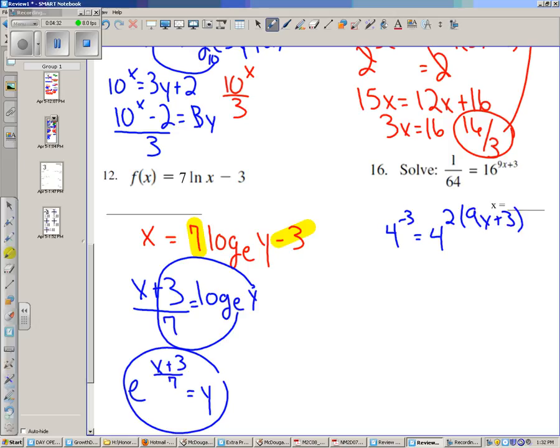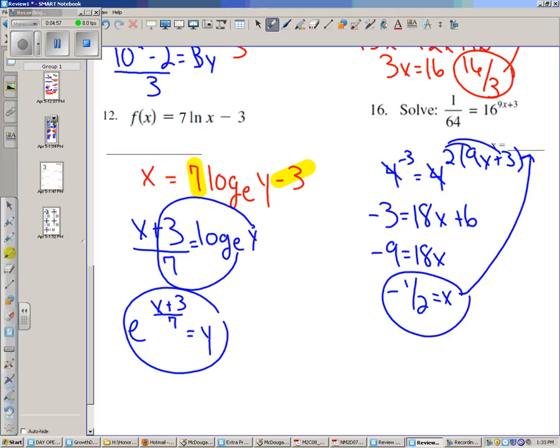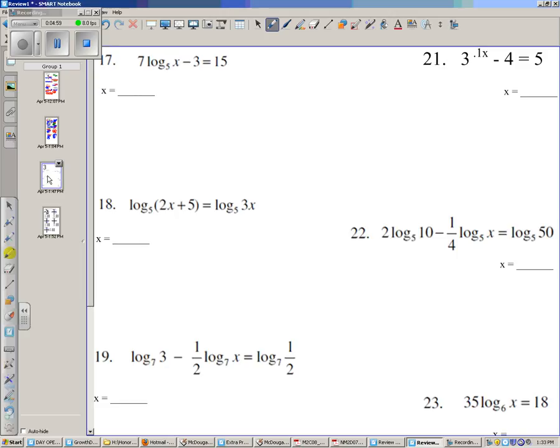I'm going to ignore my 4s and then focus on what's left, negative 3, and then distributing my 2 through, I get 18x plus 6. And then just the basic algebra from there to get x by itself, I'm going to subtract the 6 over, so I get negative 9. And then when I divide by 18, I get negative 1/2 as my answer. And then that should go in that answer blank. All right, let's move through the solving part.